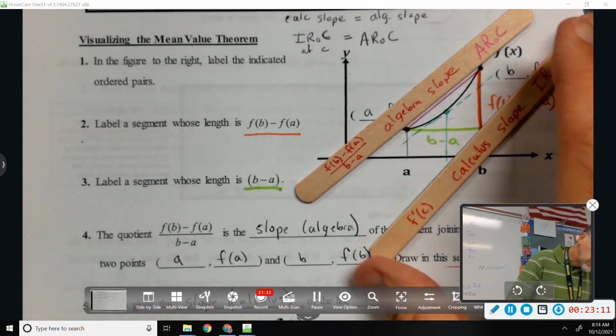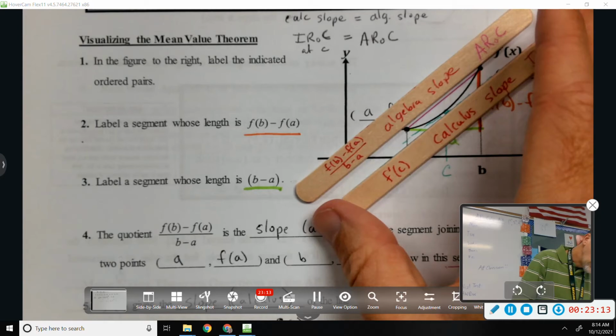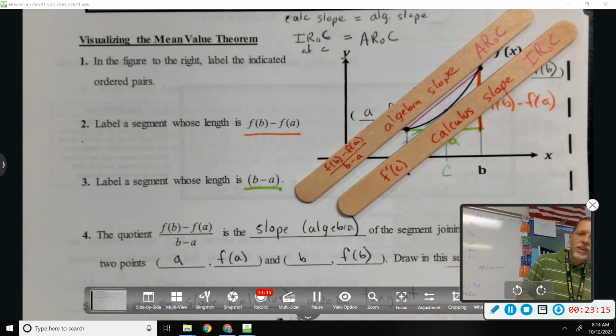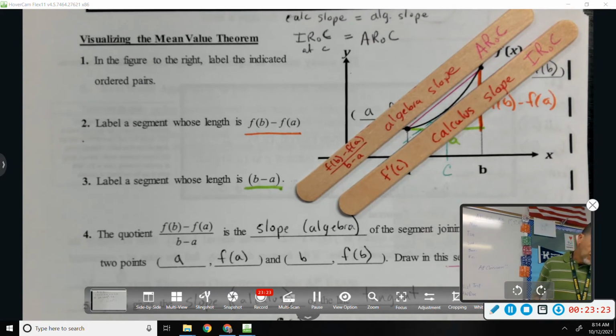The other one was the calculus slope, the f prime at c, the instantaneous rate of change. Those two lines, this is number 7, the two lines drawn on the graph, my two popsicle sticks, are parallel to each other.